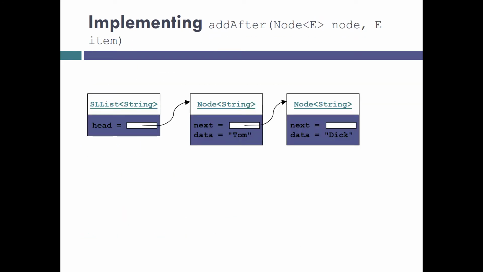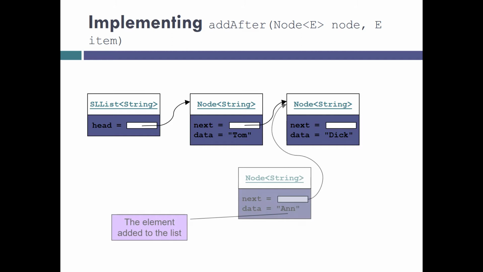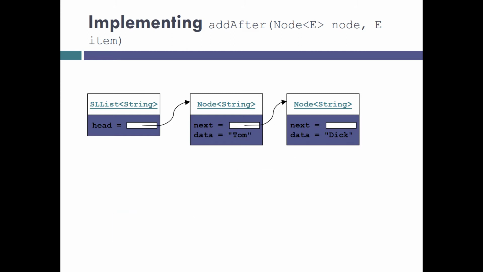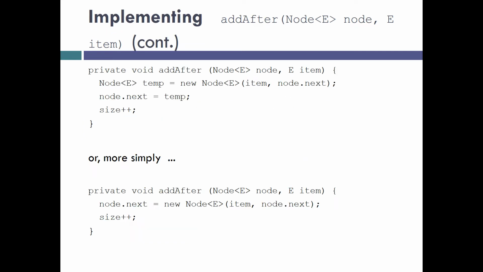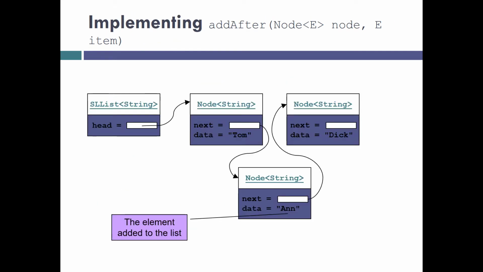So now what if I wanted to add something in between? Like say I've got Tom and Dick, and I want to add Ann in between Tom and Dick. Okay? Well, the same thing applies. First thing I have to do is attach Ann to where she needs to be in the list. I attach her to whatever should come after her, and then I update the list accordingly. Okay?